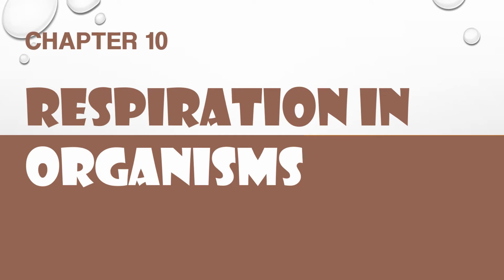Chapter 10, Respiration in Organisms. In the last class we studied why we respire. Simply, we can say that we respire to get energy. There are two types of respiration, aerobic respiration and anaerobic respiration. Aerobic respiration means in the presence of oxygen, anaerobic respiration means in the absence of oxygen, and we discussed the differences between aerobic and anaerobic respiration.